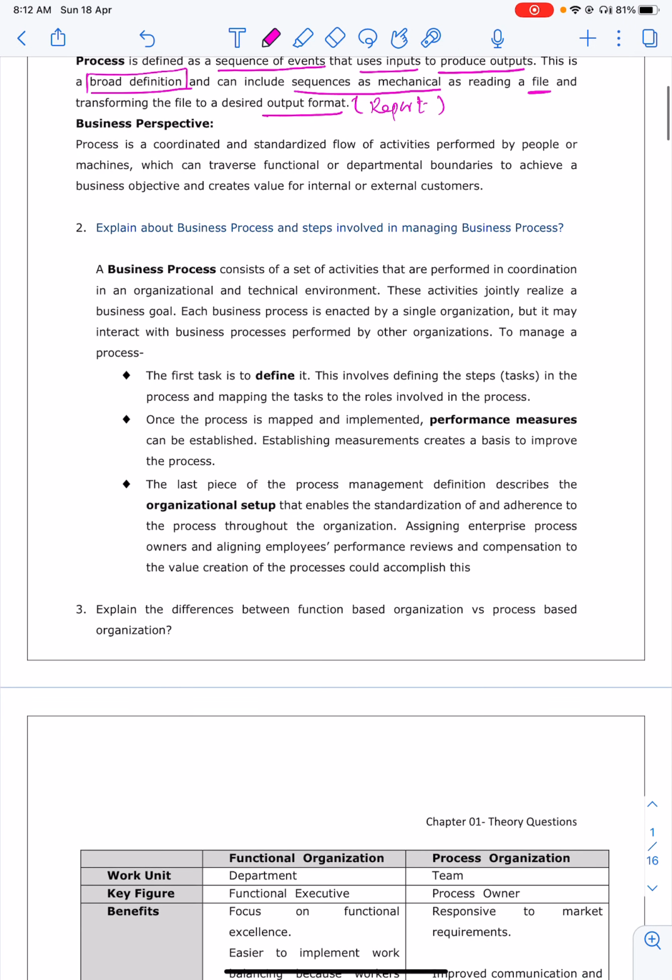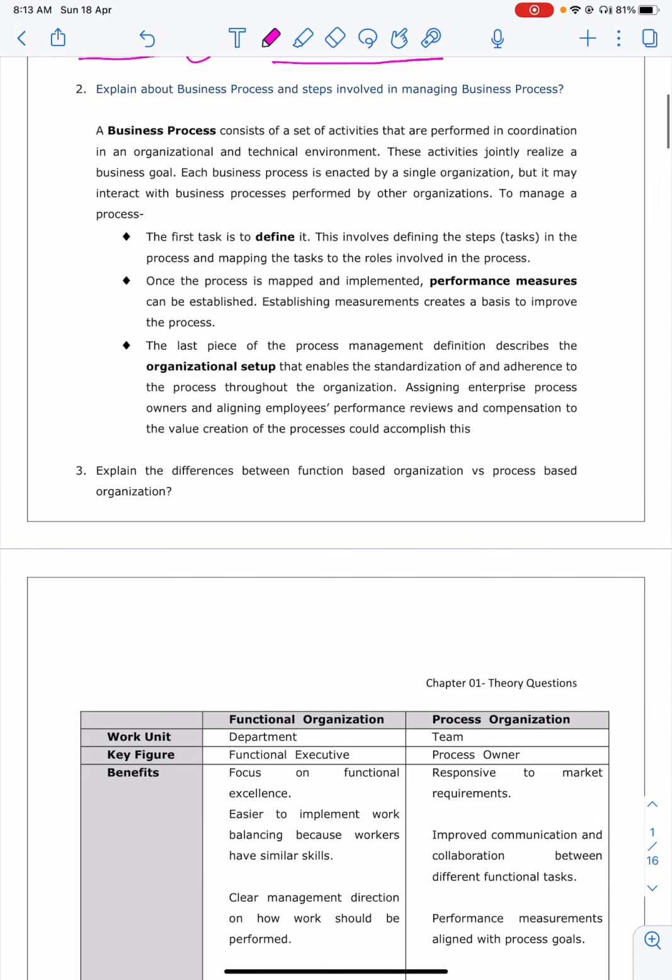Also we studied the process definition from business perspective. It is nothing but a coordinated and standardized flow of activities which are performed by whom? People and machines, which traverse functional or departmental boundaries to achieve business objectives and create value for internal or external customers. Now, who is an internal customer? Generally, employees are called internal customers. Who will be an external customer? External customer is nothing but a vendor or customer. A vendor or end user is called an external customer. Which we have already studied.